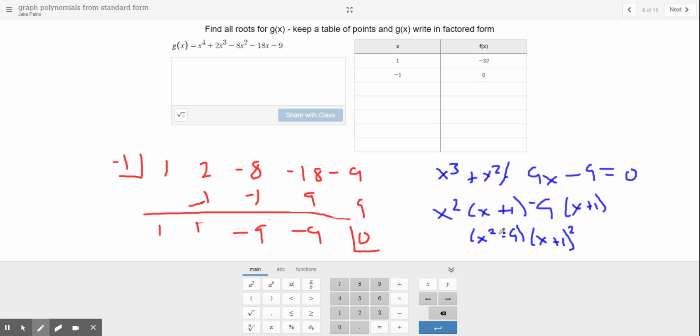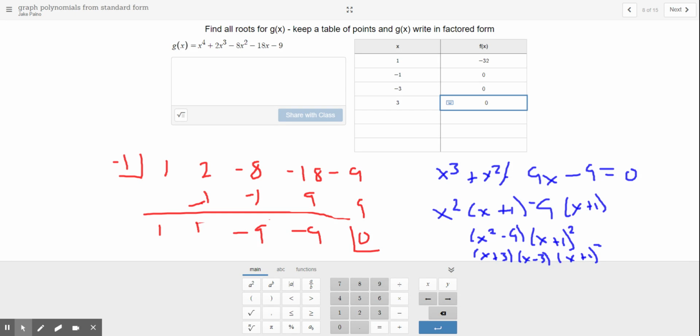And so here again, I could continue breaking this x squared minus 9 up. That's going to be x plus 3, x minus 3, and then x plus 1 squared. So again, there's a multiplicity here at -1. So the other points that I know right now are -3, 0, +3, 0.